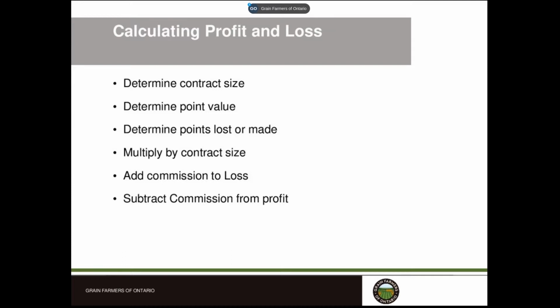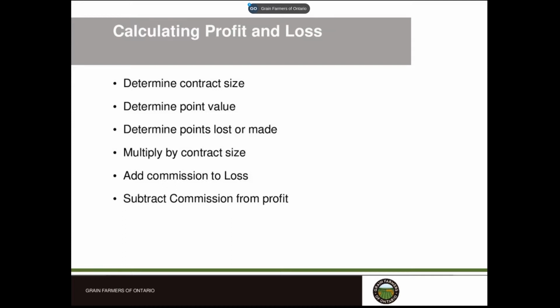First of all, you have to determine the contract size. And remember, we deal with many, many contracts. As a commodity broker, I dealt with 35 to 45 contracts, including things like crude oil, S&P indexes, NASDAQ, gold, silver, cattle. I think everything except fish. But there's lots of different contracts, and everyone has their own characteristics.